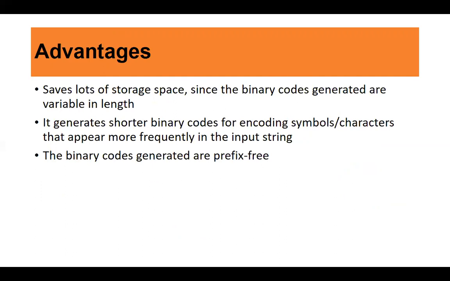Now let us look at some advantages of Huffman code. It saves lots of storage space, as we already saw in the example of 300 bits and 203 bits. Since the binary codes generated are variable in length, it generates shorter binary codes for encoding symbols or characters that appear more frequently in the input string. We saw the more times you appear, the smaller the size of the code. The binary codes generated are prefix free. As I said, none of the codes are a prefix of another code.